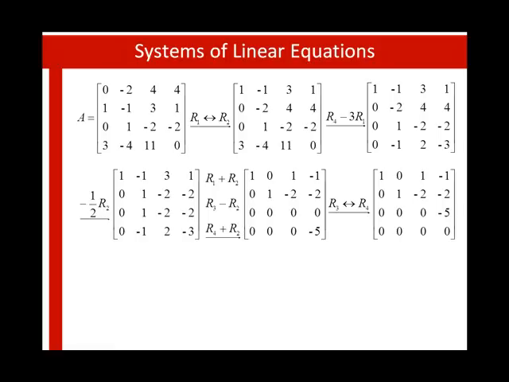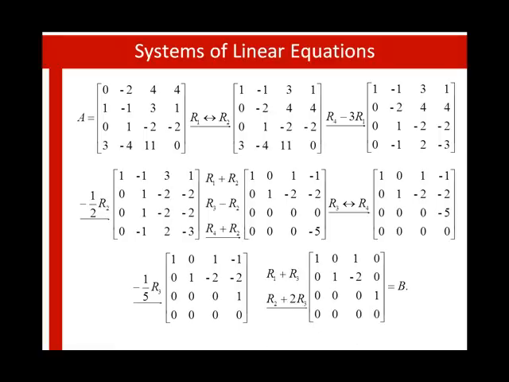Then we interchange row 3 and row 4, so that the row of zeros is placed at the bottom, as mentioned before in the rule. The following step is to divide by minus 1 over 5, so that the pivot is 1. And then we can add row 1 plus row 3 in row 1 to eliminate the minus 1 in the first row, fourth column. And we do row 2 plus 2R3 and place it in row 2 to eliminate the minus 2 in the second row, fourth column. This will produce the row reduced echelon form matrix B. Matrix B is row equivalent to matrix A.